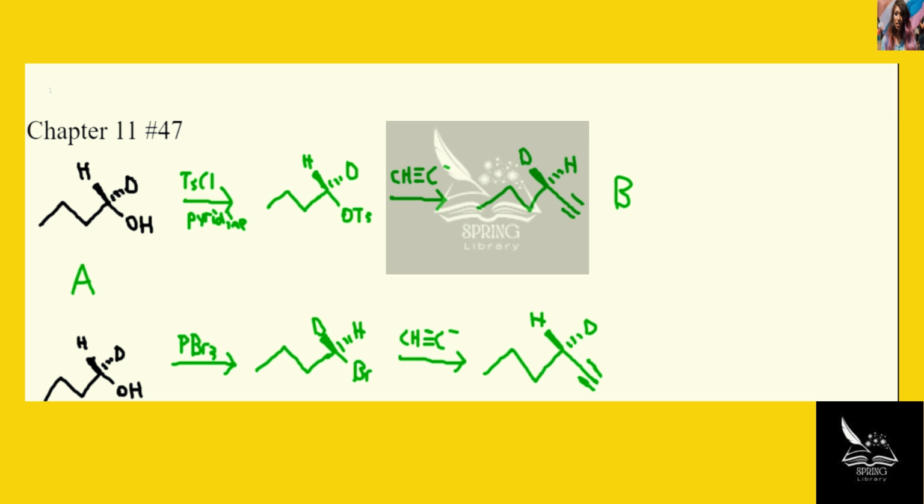Okay, and so that's the answer to this problem. And the way to approach it is just to think about what you have to do to end up with those different configurations at that stereo center, and then select reagents that are going to invert or retain that configuration. And that's the answer to chapter 11, problem number 46.